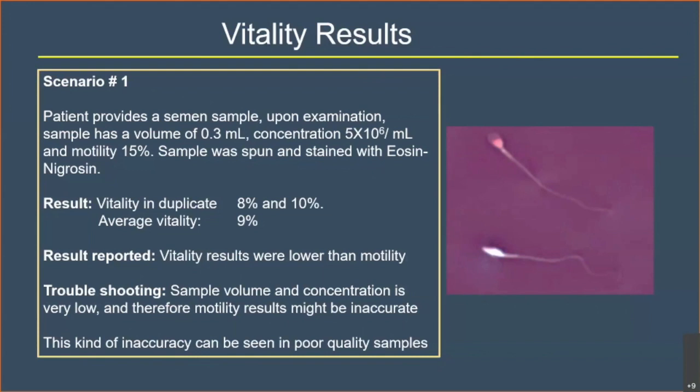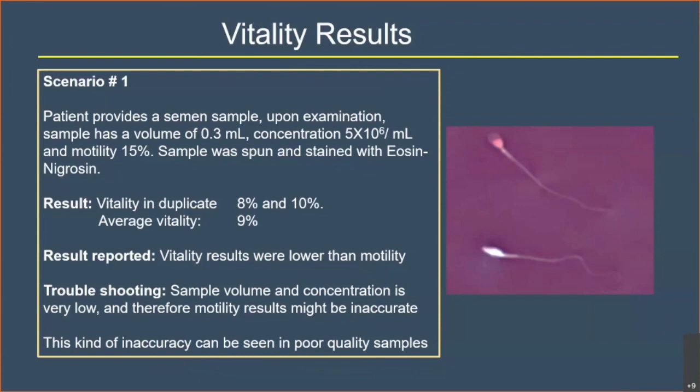The sample is spun and stained for the eosin nigrosin. When we score the slide, we find that the average vitality is 9%. Now, the vitality results are lower than the motility results, and we need to know what is the reason for this, because we explained that the vitality results should be equal or greater than motility.